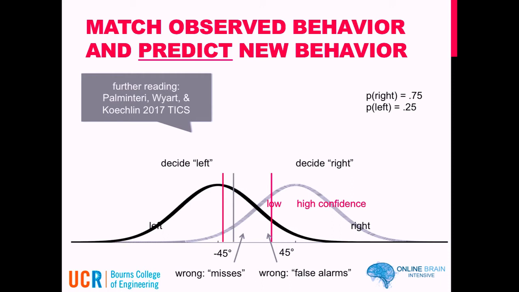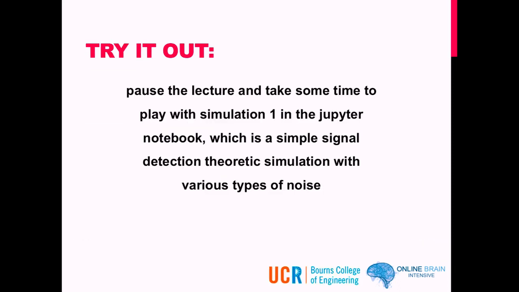Okay, so now, how do we actually do this with code? Well, rather than go through what we should be doing with PowerPoint, I thought it would be better for us to actually take a look at some code together. So I've provided a very simple simulation to get you started. This is simulation 1 in the Jupyter Notebook. It's a simple signal detection theoretic simulation with both type 1 and type 2 noise. So take as long as you want to play around with that, and then come back here for the next part of the lecture.